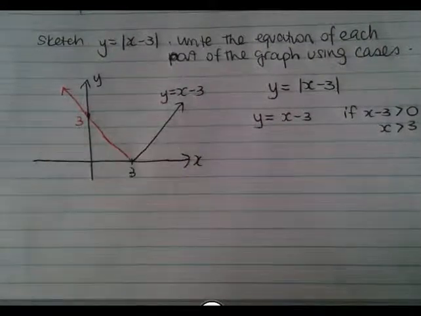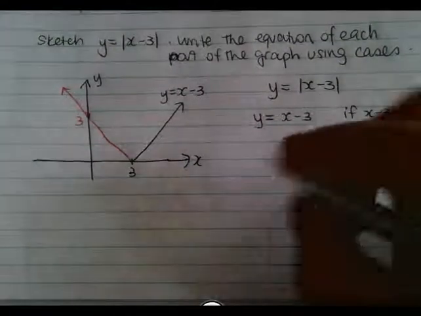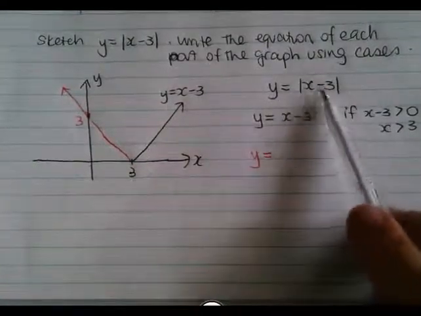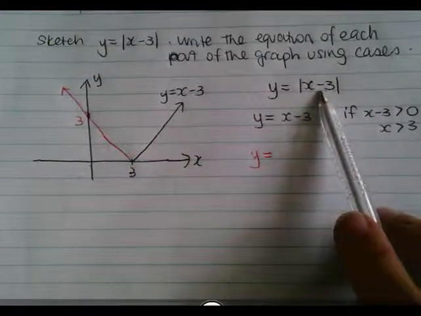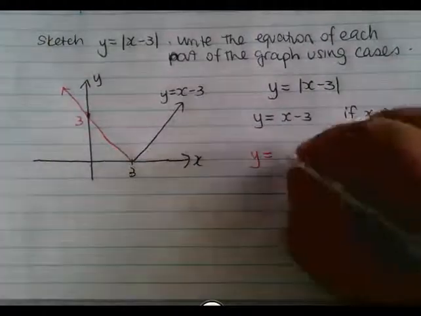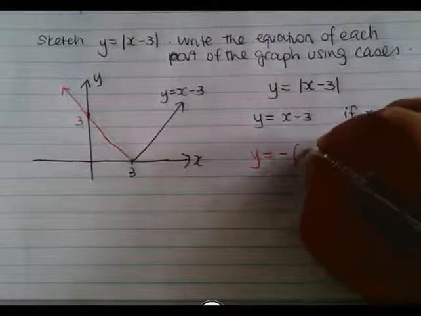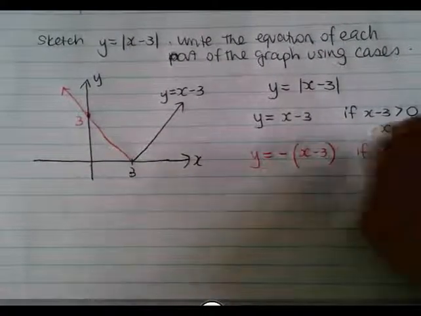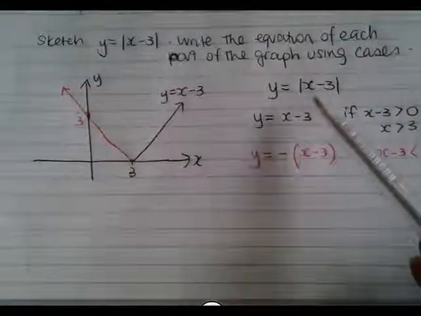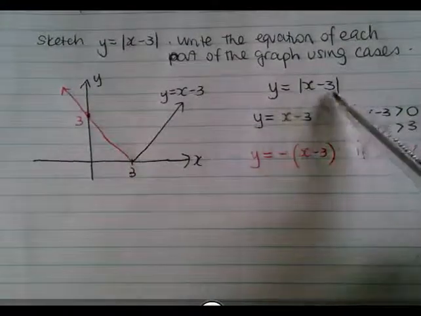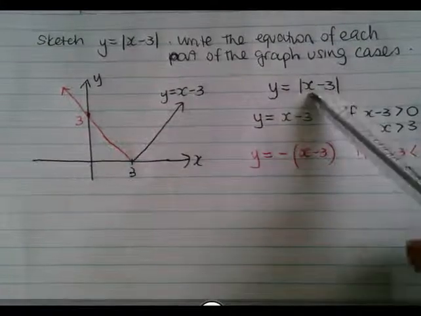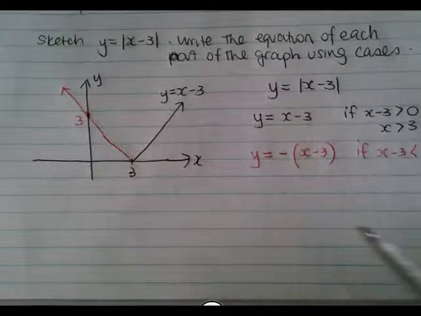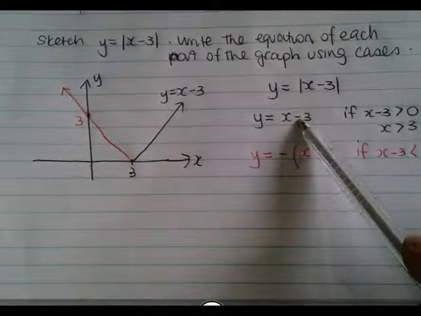Got it? Now what about the red line? The red line, so if this is negative, by the definition of absolute value, to make it positive, y will be the negative of what's in there if x minus 3 is negative. So let's say x minus 3 was negative 4. The absolute value of negative 4 is negative negative 4, which is positive 4. So you write it with the positive case.